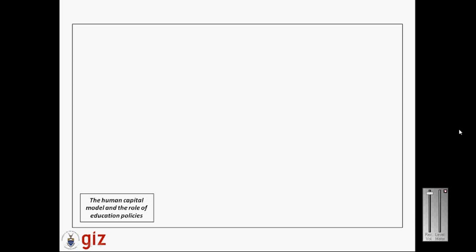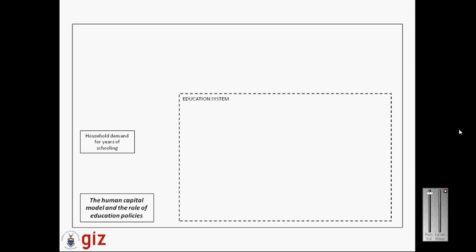The human capital model and the role of education policies. Within this box, we're going to put together a diagram that explains the human capital model and how education policies fit into that model. Let's start with the household and the education system. We'll be looking at the relationship between these two.